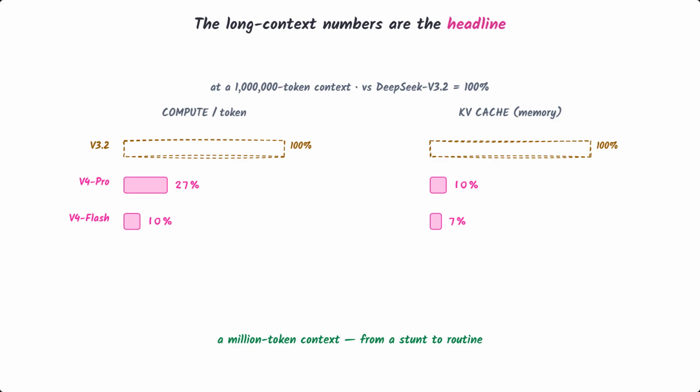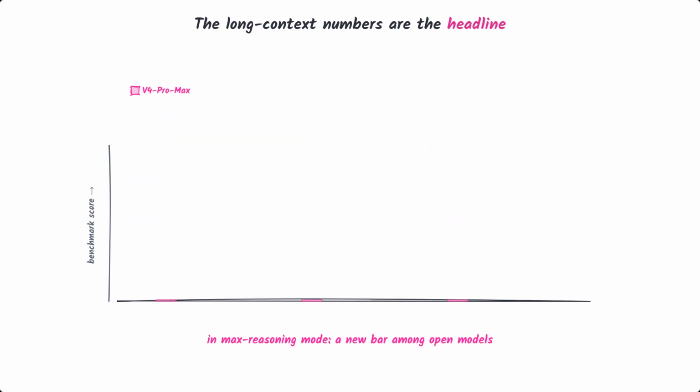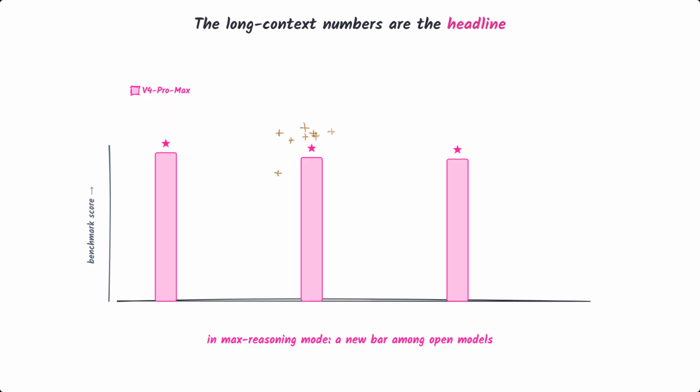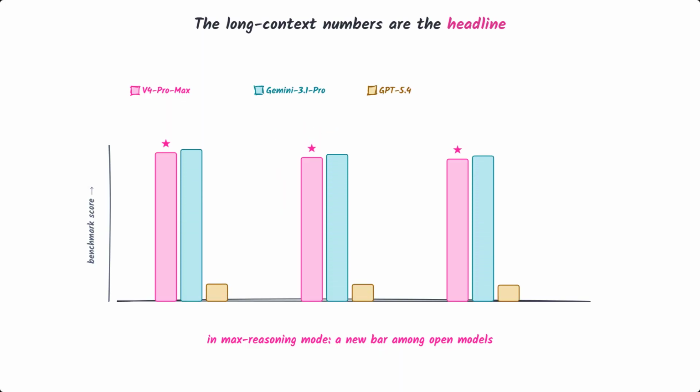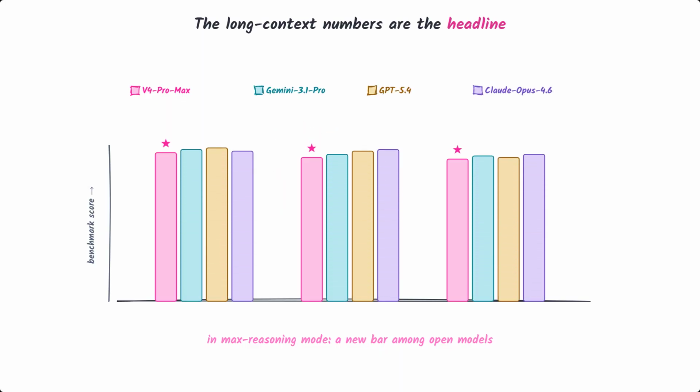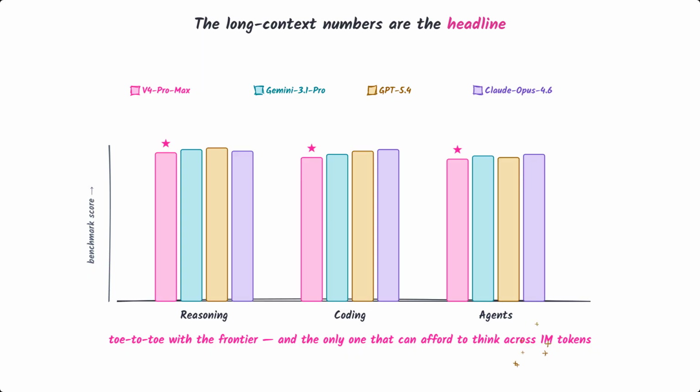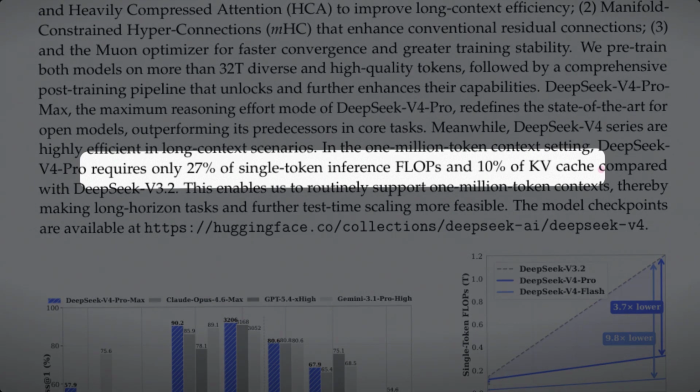And it doesn't trade away smarts to get there. In its maximum reasoning mode, it sets a new bar among open models and goes toe-to-toe with the frontier closed models, Gemini, GPT, Claude, on reasoning, coding, and agentic tasks, while being the one that can actually afford to think across 1,000,000 tokens. The efficiency win.